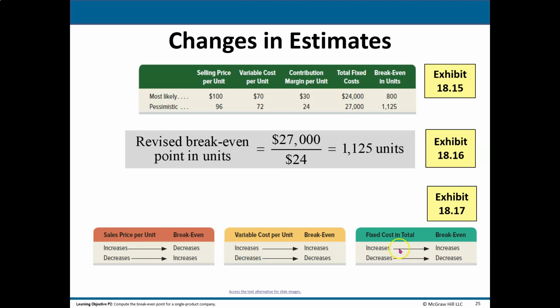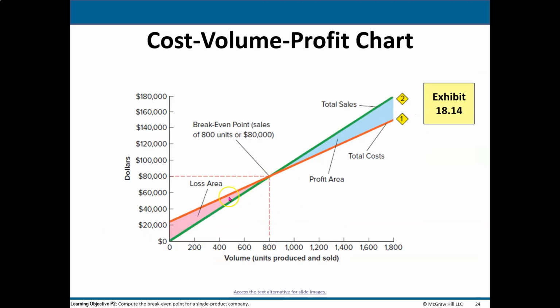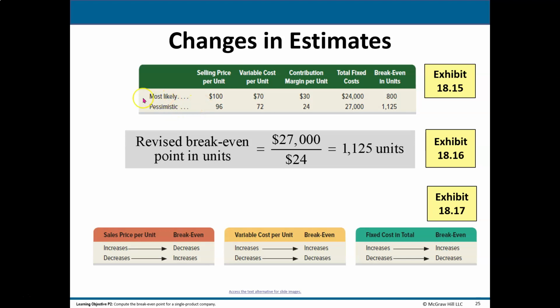So as any one of these changes, my fixed cost in total, my variable cost per unit or my sales price per unit, this graph is going to change to accommodate that new data. We're going to see the same type of graph, but our total sales line may change, our total cost line may change, or maybe both, as it would under the pessimistic situation here. My break-even point would be 1,125 units.